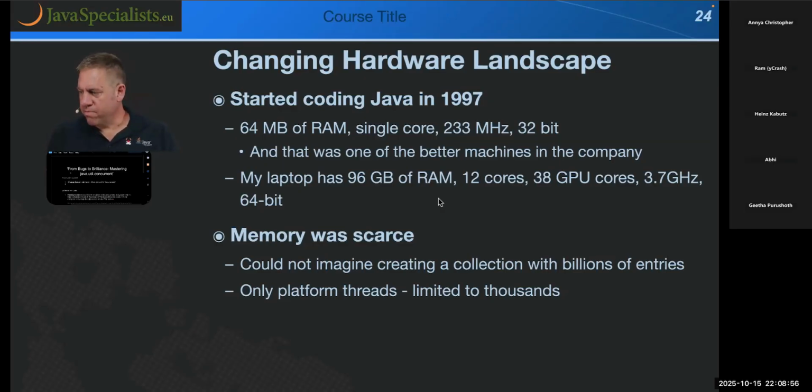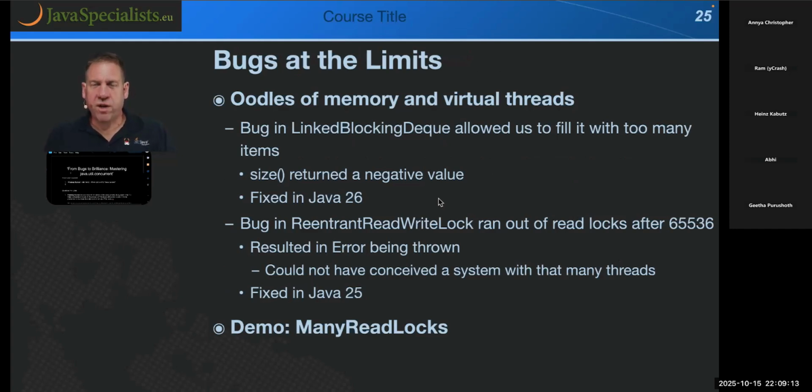So memory was very scarce, and at the time we couldn't imagine having a collection with billions of entries. We also had platform threads, so we were limited to thousands of threads rather than millions of threads. What's interesting is that quite often we find bugs at the limits. For example, if you can have a lot of threads and a lot of memory, you're able to construct a LinkedBlockingDeque with too many items. I did this in my last newsletter, where I managed to create a LinkedBlockingDeque with a negative value for size.